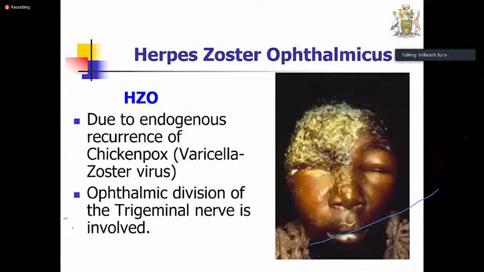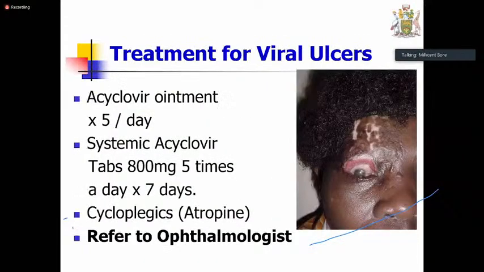But in the case of HZO, you always need to start the patient on both the ointment and systemic antivirals. So you'll start the acyclovir ointment 5 times a day, and also start acyclovir tablets, 800 milligrams, 5 times a day for 7 days. In some cases, we'll give it for 10 to 14 days. But once you start this treatment, plus cycloplegics, refer the patient to an ophthalmologist.